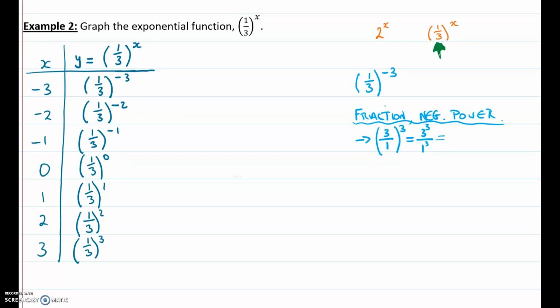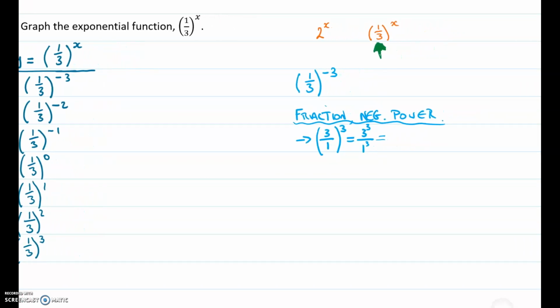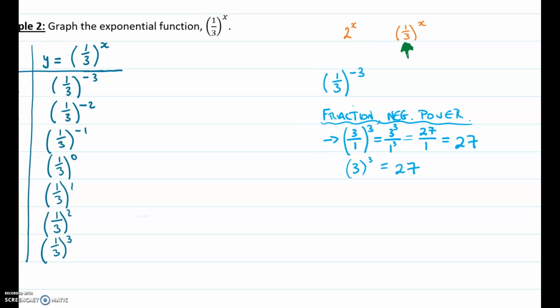3 to the power of 3 is 27, 3 by 3 by 3. 1 cubed, 1 by 1 by 1, is 1, so it's just 27. Another way of doing that: 3 over 1 is just 3, so this becomes 3 to the power of 3, which is 27. Okay, so that's probably a simpler way to do it.